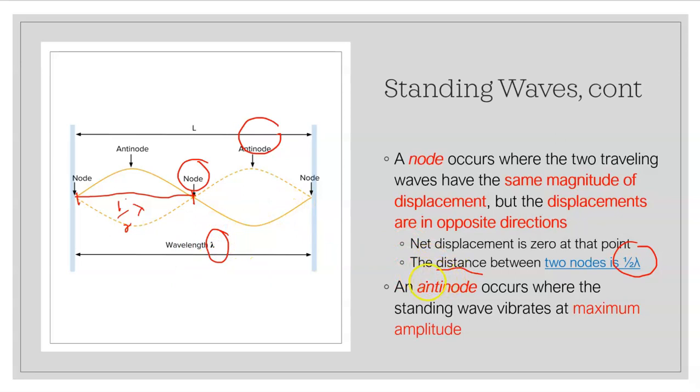Okay, what is anti-knot? An anti-knot occurs when the standing wave vibrates at a maximum amplitude, whether it is the positive maximum or negative maximum. Okay, the anti-knot itu terletak pada maximum amplitude, sama ada positive or the negative amplitude.